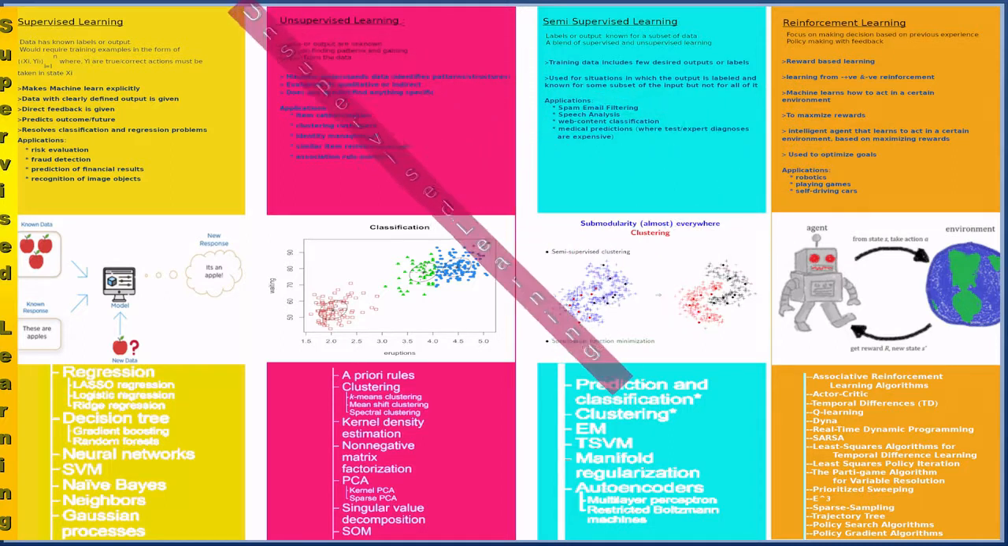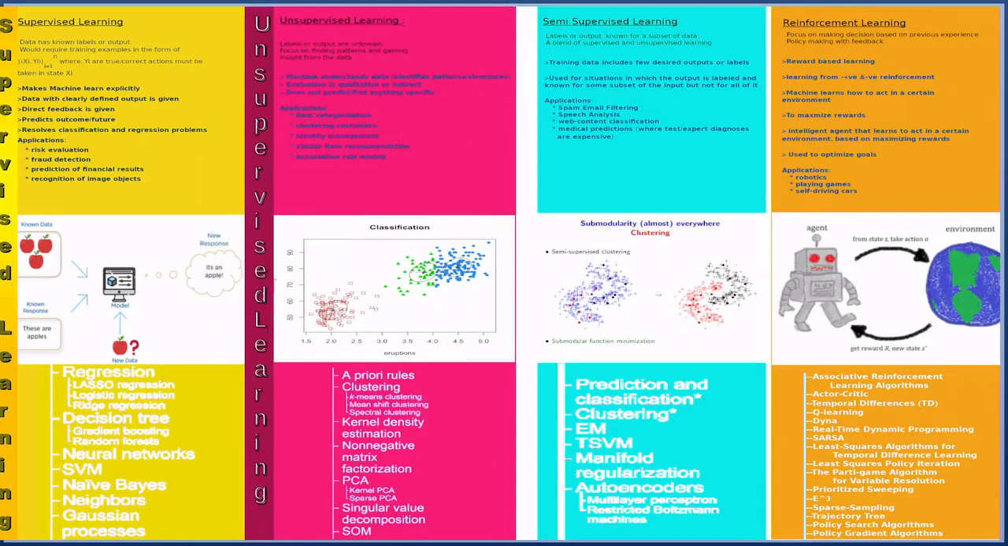Now let's understand unsupervised learning. In unsupervised learning, labels or output are unknown. Unsupervised learning focuses on finding patterns and gaining insight from the data. The machine understands data and identifies patterns or structures. Evaluation of the data set is qualitative or indirect. Unsupervised learning does not predict or find anything specific. Applications are item categorization, clustering customers, identity management, similar item recommendation, and association rule mining.